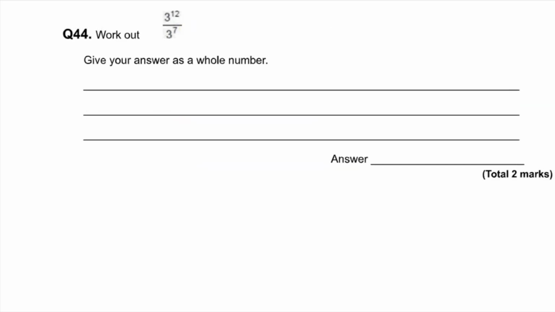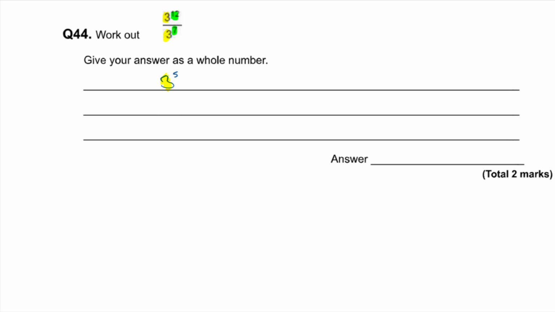Question 44, work out 3 to the 12 divided by 3 to the 7. Give your answer as a whole number. Okay, so 2 numbers with the same base, 3 and 3. So I'm going to be subtracting these indices from each other when I divide them through. So 3 to the 12 divided by 3 to the 7 is going to be 3 to the power of 12 minus 7. That's 3 to the power of 5.